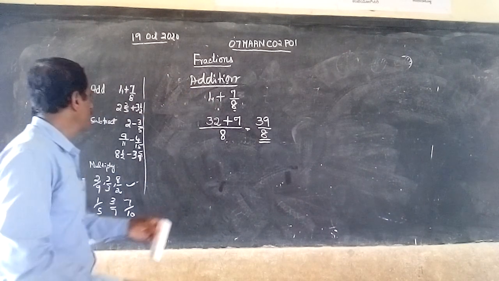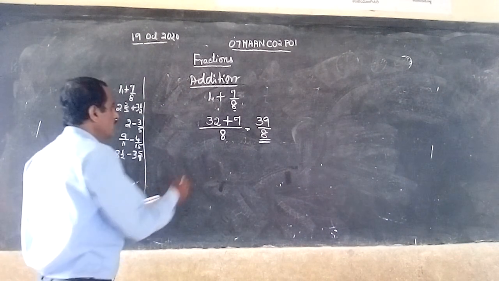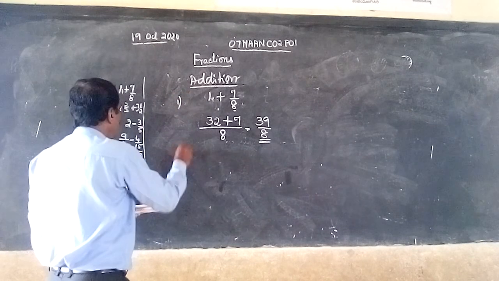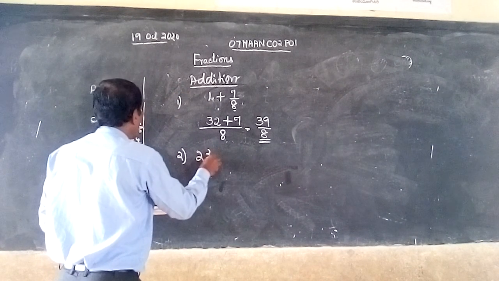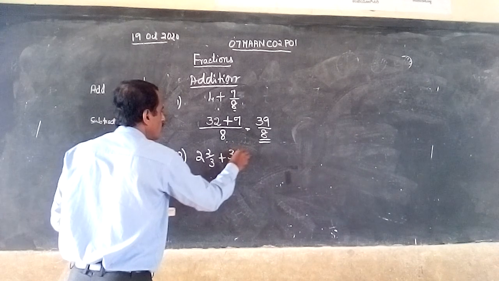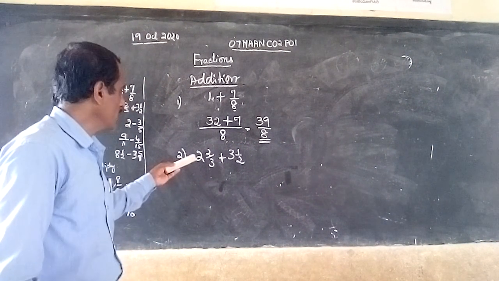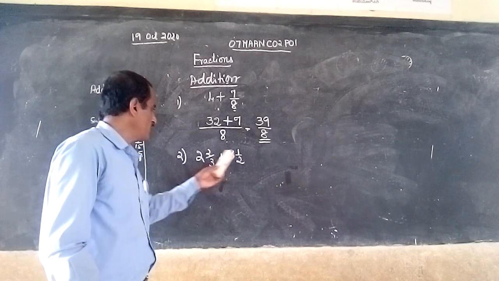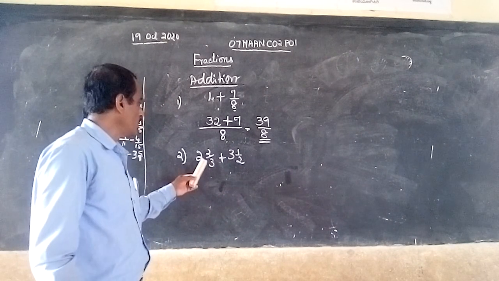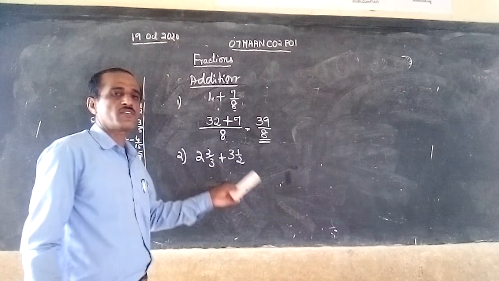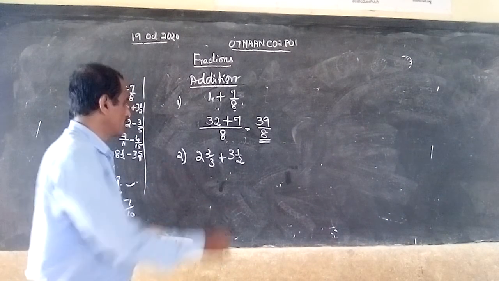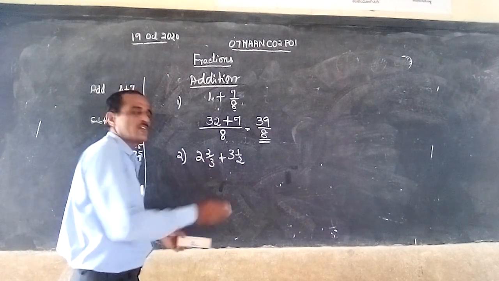Like this we will do. Okay. Suppose another problem. Let us see another problem. 2 by 3 plus 3 1 by 2. So what you have to do here? This is a mixed fraction. This is another mixed fraction. So the mixed fractions have to be converted to improper fractions. How to convert a mixed fraction to an improper fraction?